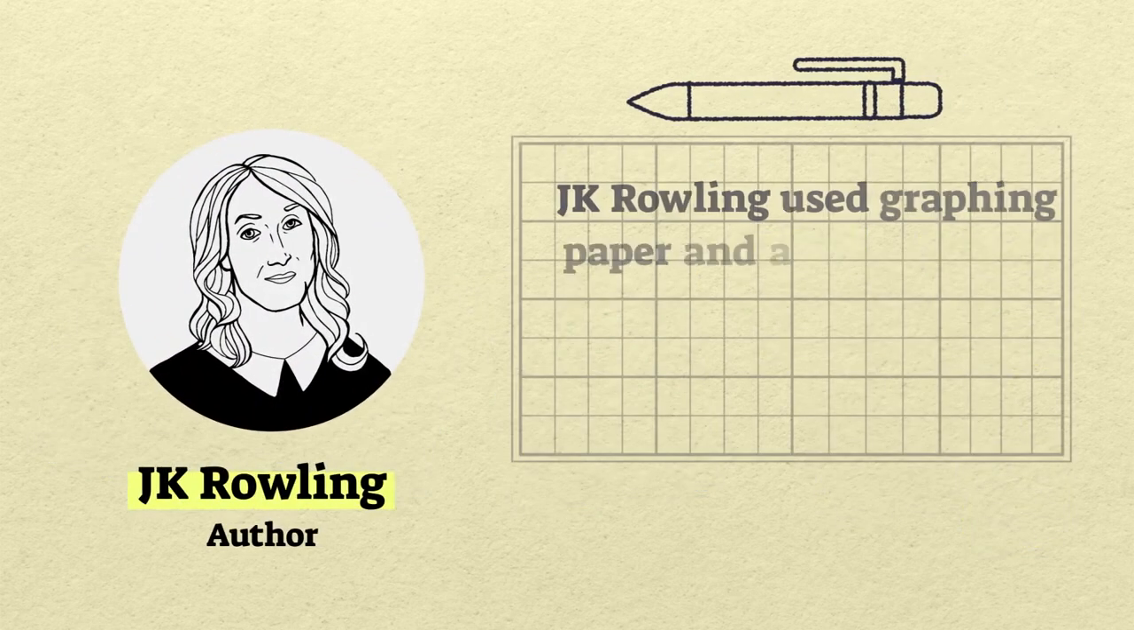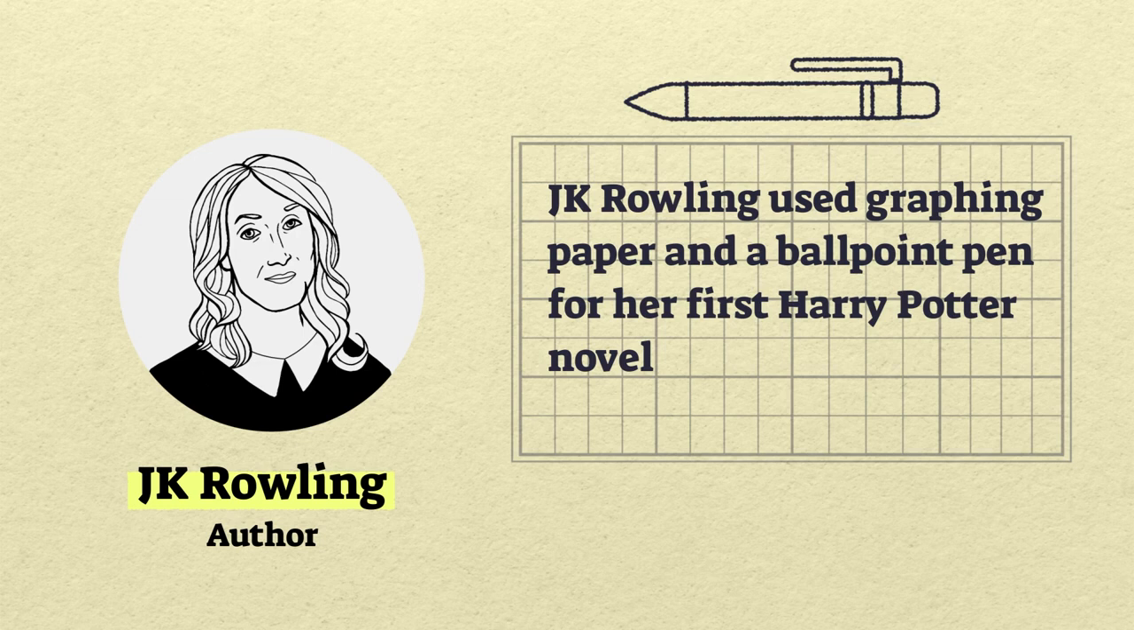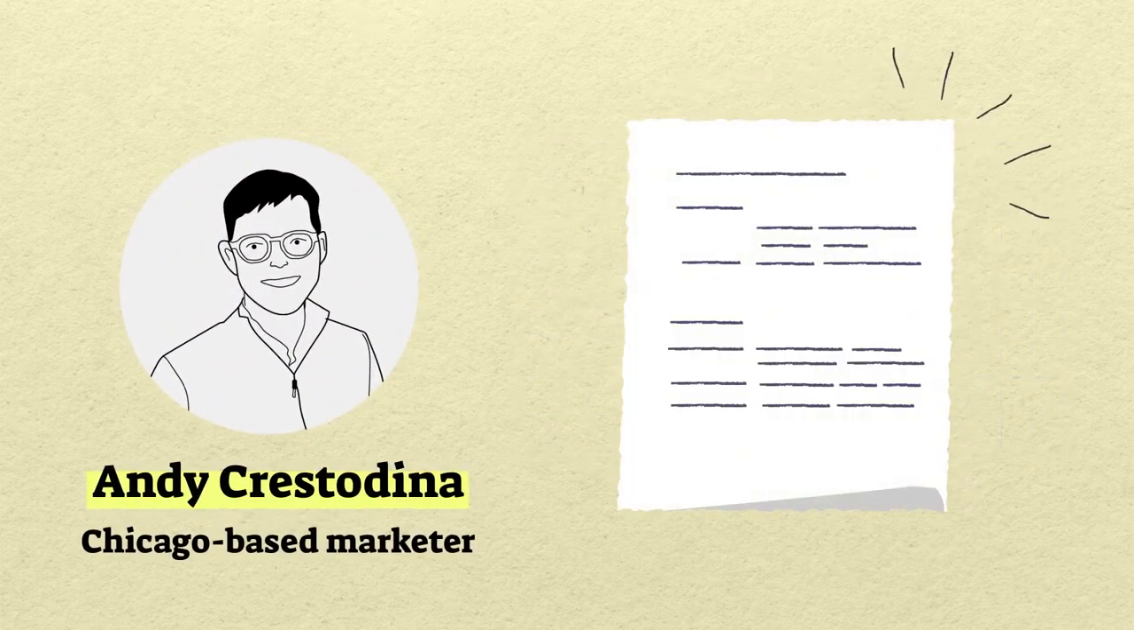For instance, J.K. Rowling used graphing paper and a ballpoint pen for her first Harry Potter novel. Chicago-based marketer Andy Crestodina writes an outline of a piece and then makes the main points its headers. Then he fleshes out the outline in a kind of fill-in-the-blank exercise.